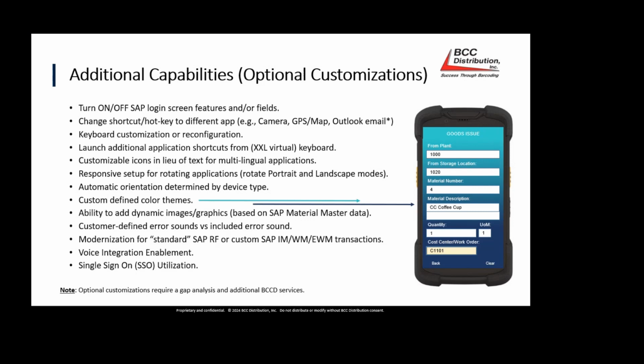Now, what we may get as far as questions, because some people like to make changes to their system, there are a deep list of optional customizations that can be made. So for the log on screen, for example, we can turn on and off the actual log on screen features or fields. If it's just display only, maybe we want to get rid of it. Maybe we want to add something to it. We have that ability. If we want to change that shortcut or hotkey to a different application, like ITSmobile, I'm sorry, an email or something like that, or GPS or camera, we can do that.